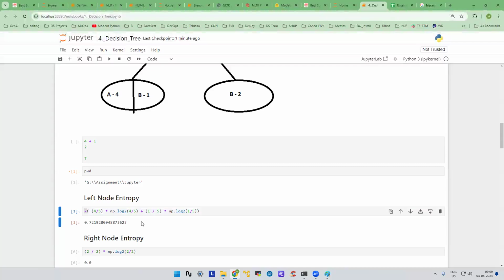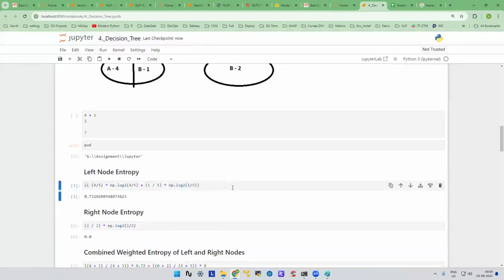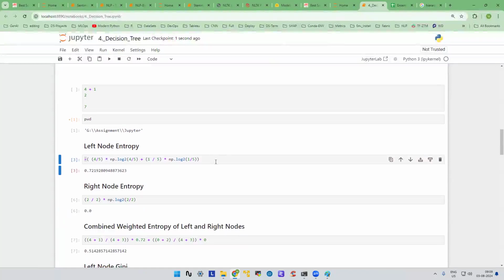Any questions on left node entropy? If you understand this, the remaining concept is going to be quite simple.